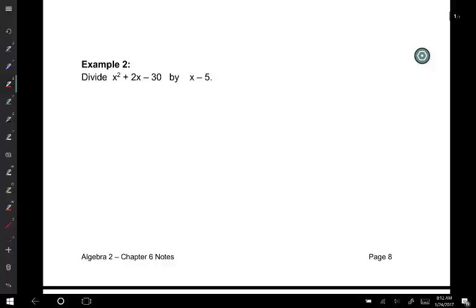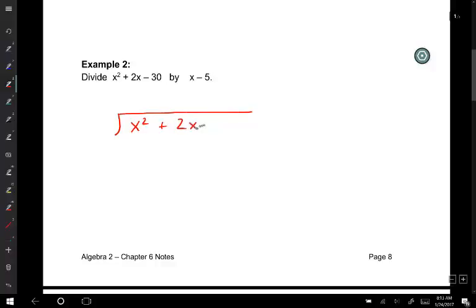So what we're going to do is I'm going to have you move down maybe 1/2 inch to 1 inch, and we're going to make a long division symbol. X squared plus 2x minus 30 is going to go inside there. Remember, that's the dividend. And on the outside, we're going to put x minus 5.